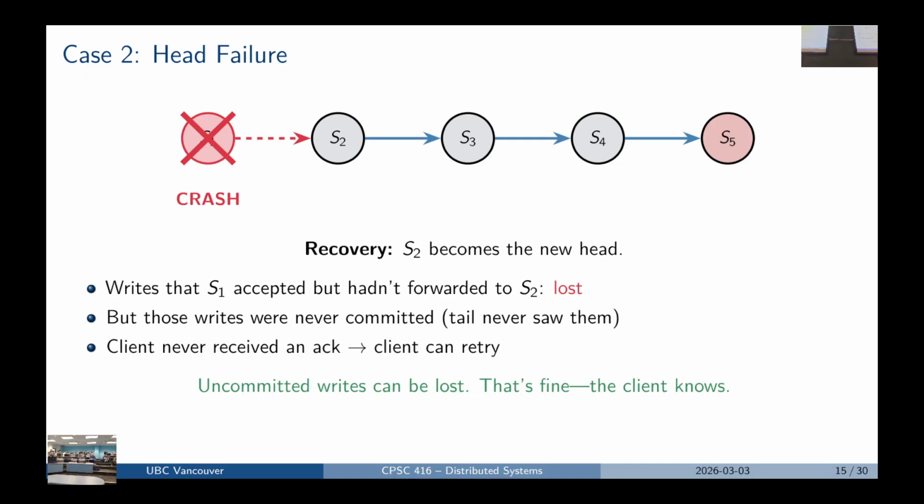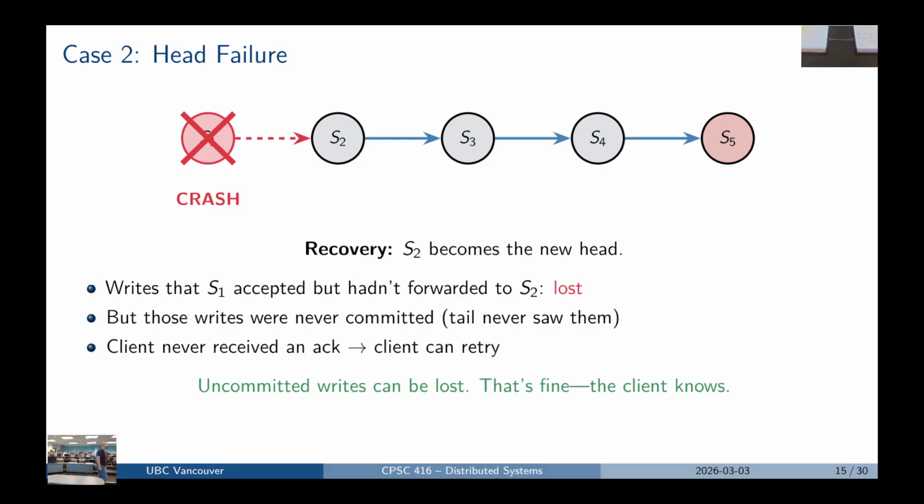What happens if the head fails? Well, this one means that we now have to actually move here. Anything that was in S1 that hadn't been forwarded to S2 hasn't been acknowledged yet. And clients still operate under the assumption that if they don't get an acknowledgement back after a while, they try again.